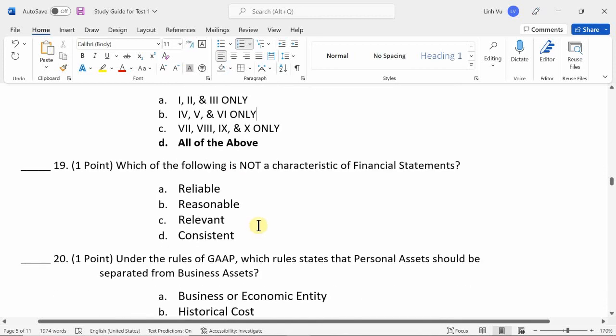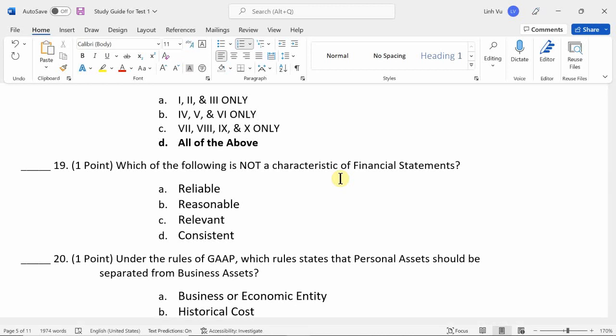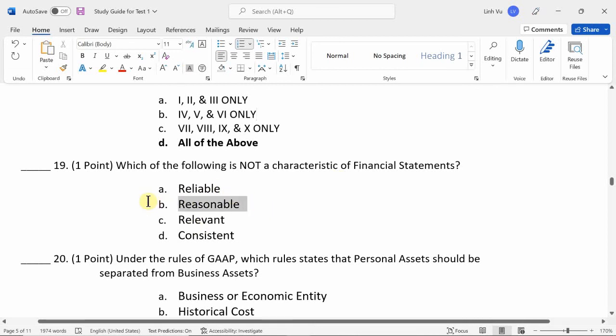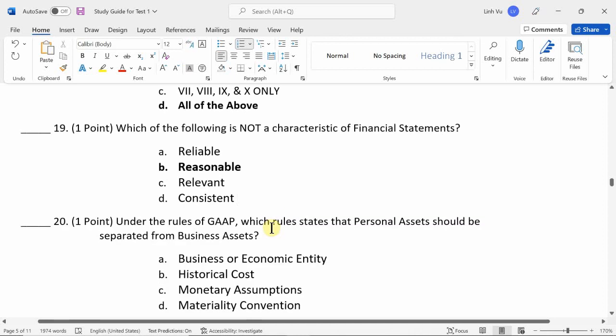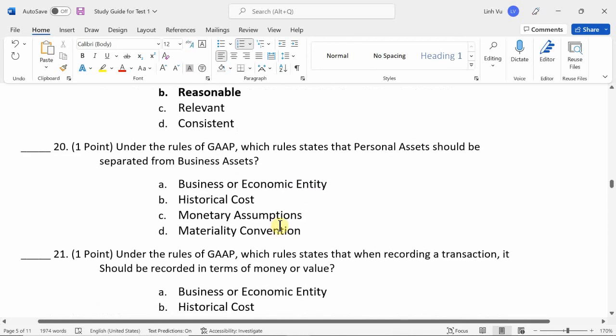Okay. Number 19. Which of the following is not a characteristic of financial statements? B. Yes, it's kind of difficult to explain if it has to be reasonable, right? Why would a financial statement need to be reasonable? It's not an argument you have to win, right? So there's no point to have a reasonable financial statement. You can have questionable but not reasonable, right. All right.